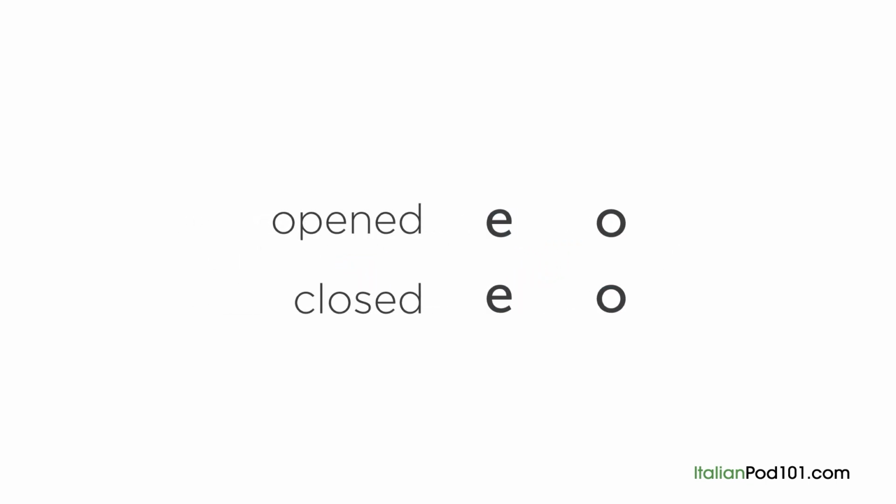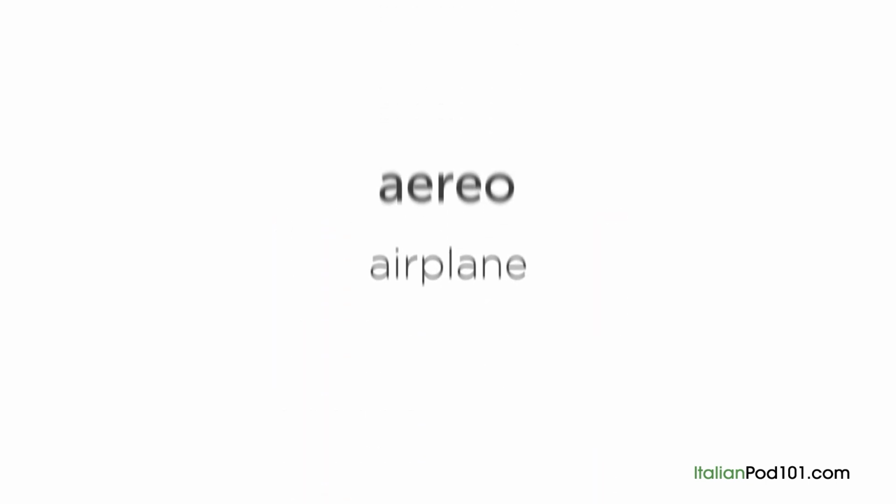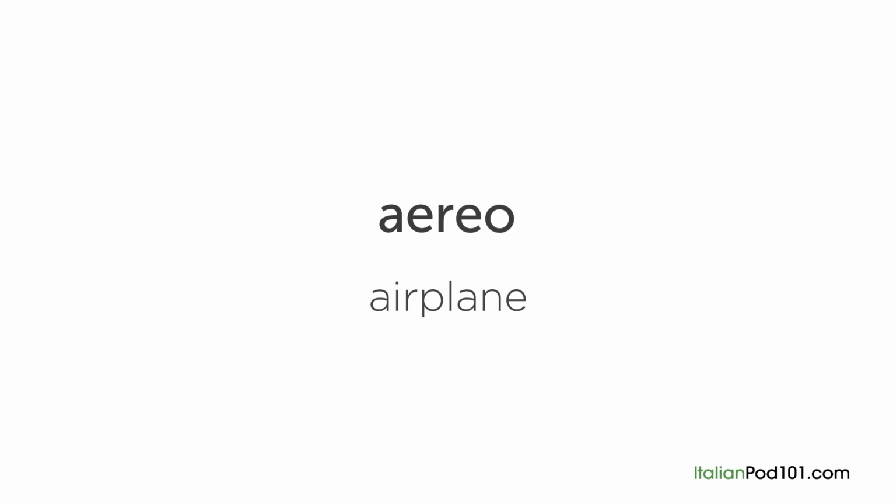They each have 2 variant sounds, one open version and one closed version. The open version requires you to open your mouth wide, while the closed version is pronounced more narrowly. Compare the open E followed by a closed E. E, E. Now the open O followed by the closed O. O, O. Even when there are 2 or more vowels in a row, just pronounce them separately. Aereo.